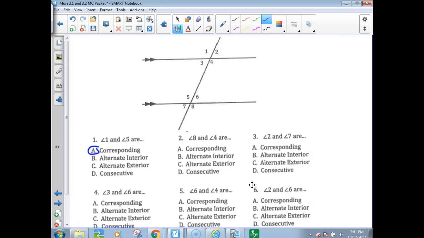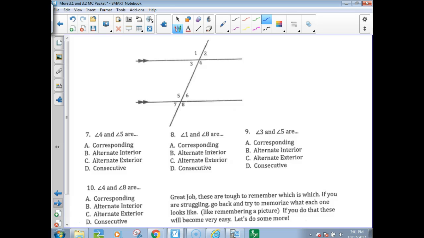I'm just trying to get you to be learning the vocabulary, making sure you memorize it or know it. 2 and 7, if I just jump over to number 3, 2 and 7 are alternate exterior. So that'd be C. That's how you do that page. Now, I need you to stay with me because I'm not going to sit here and do all these, because that's what I want you to do, to learn.